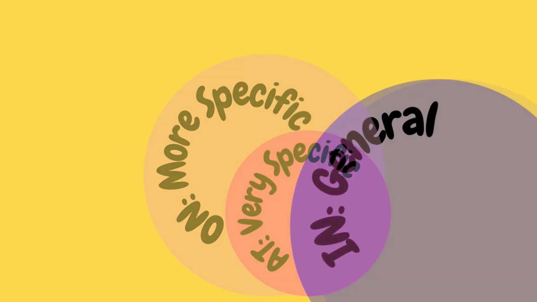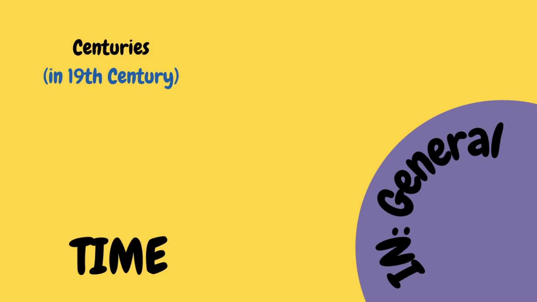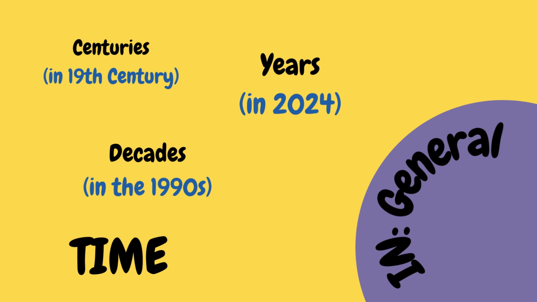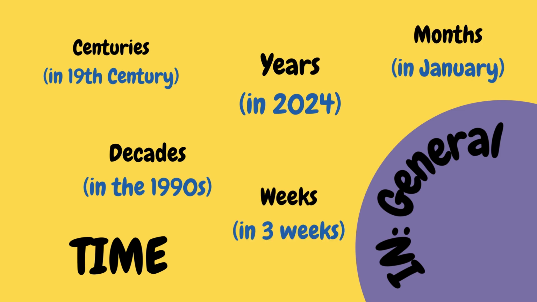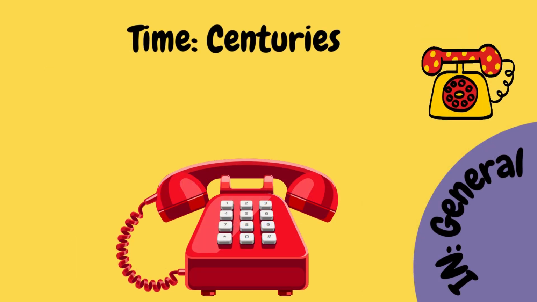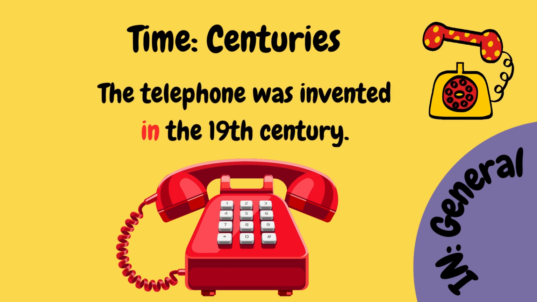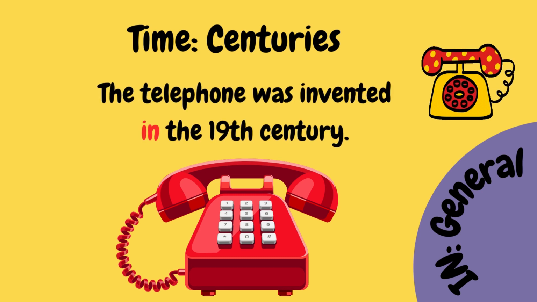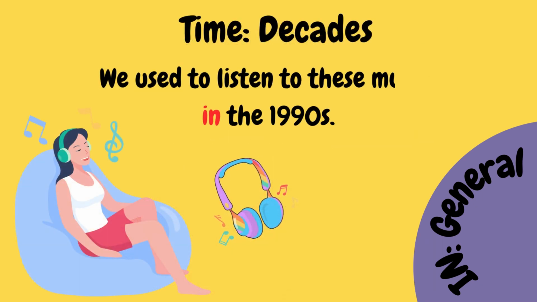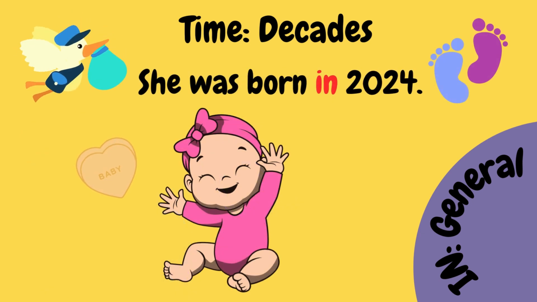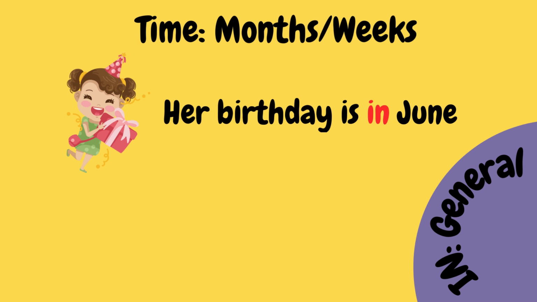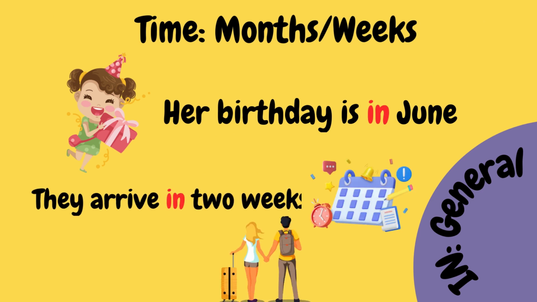First, let's see some examples about the preposition in. When we are talking about time, we use in with centuries, decades, years, months, and weeks. For example, the telephone was invented in the 19th century. We used to listen to these musics in the 90s. She was born in 2024. Her birthday is in June. They arrive in 2 weeks.